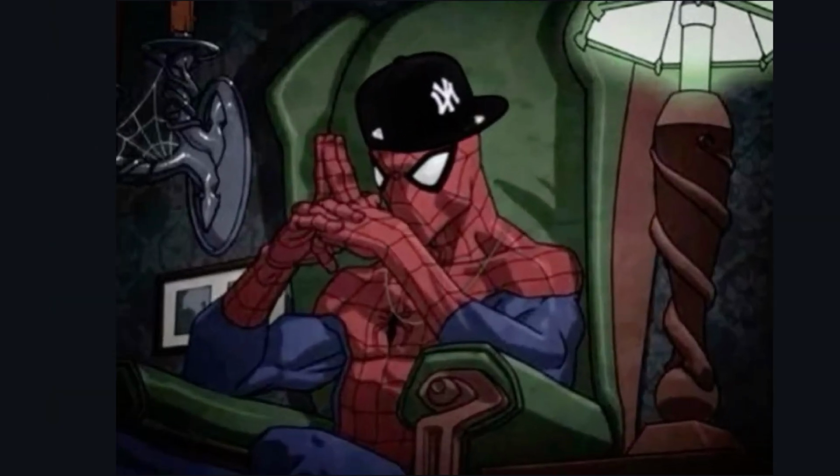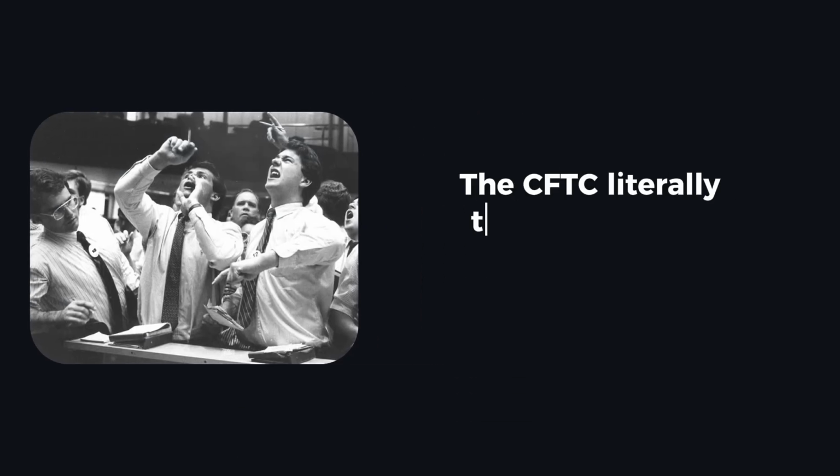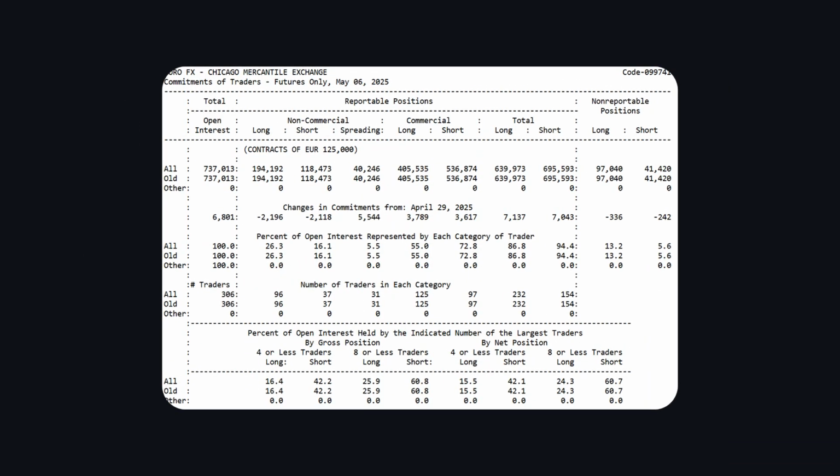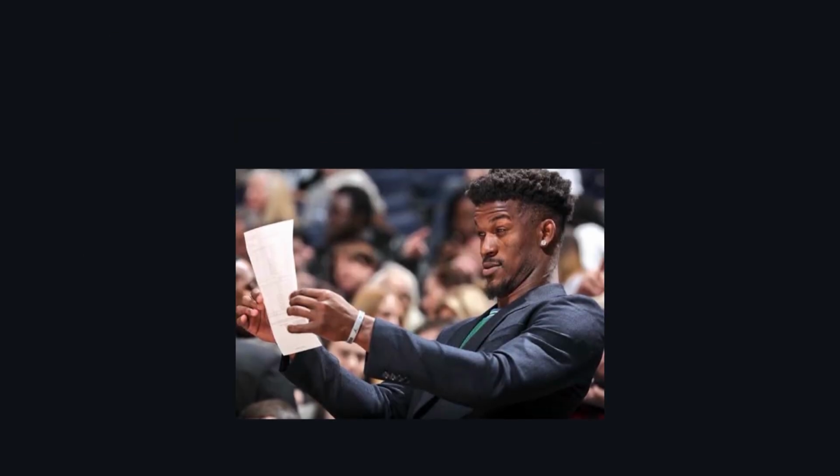Broski, broski, we all need to agree on something. All retail traders be like, price is manipulated. Yes it is. And guess what? The CFTC literally tells you who's doing the manipulating. Every Friday, man. You see this supermarket receipt looking document? This is literally the cheat sheet traders keep ignoring because reading is hard.